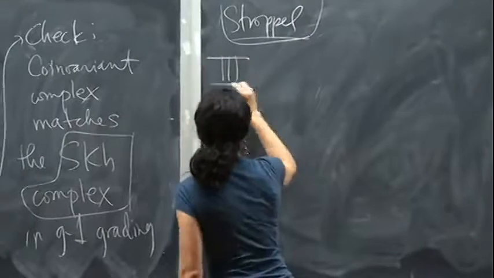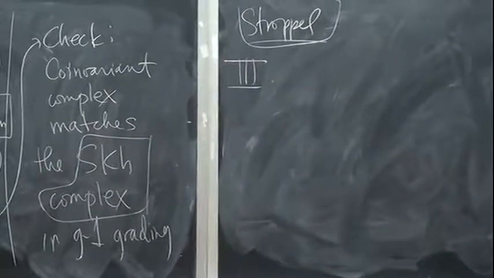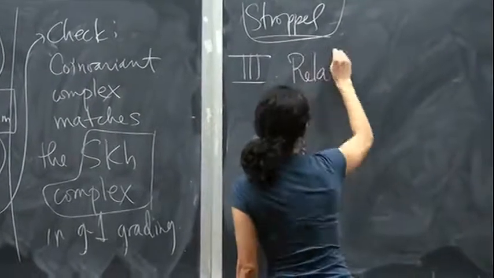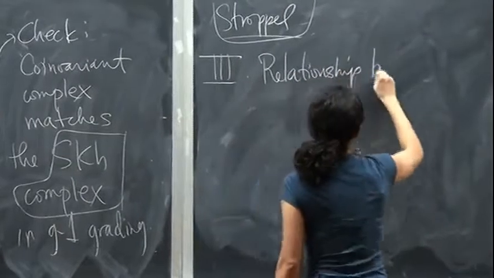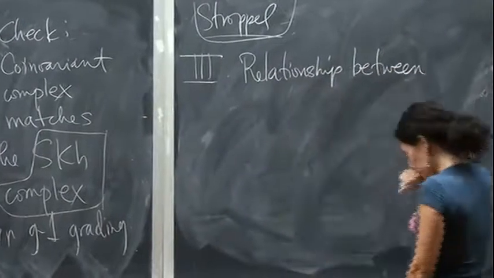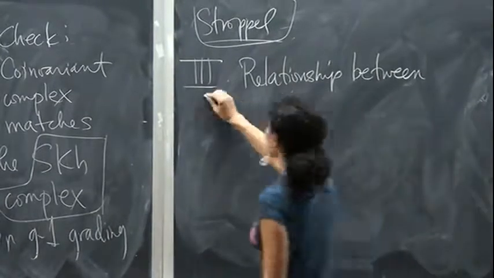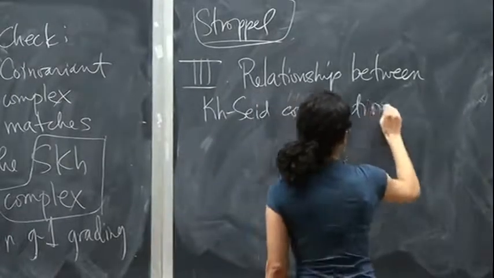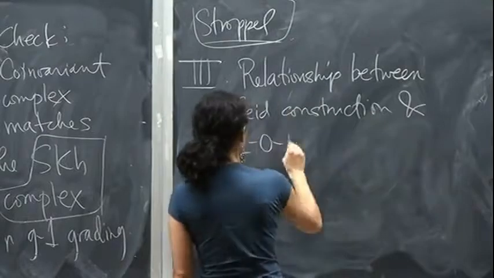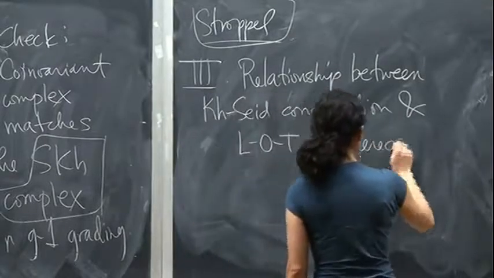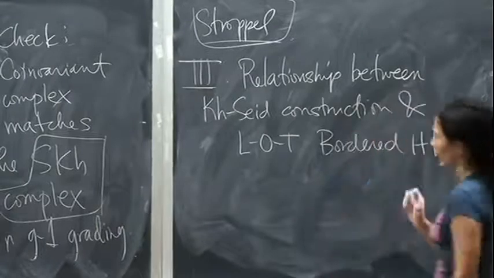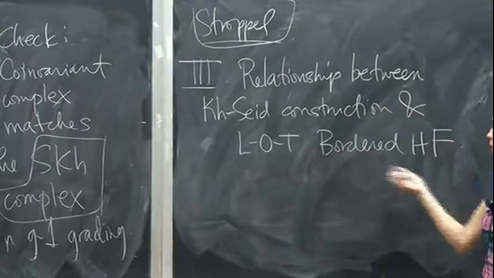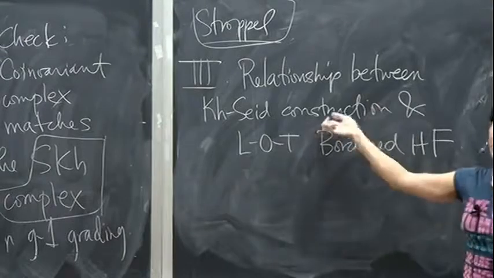But what I really wanted to get to is something which may be more surprising, which is an interesting relationship between this Khovanov-Seidel construction and the Lipshitz-Ozsvath-Thurston bordered Floer construction. I'm not going to say everything, I'm just going to concentrate on one thing, which is a connection between algebras on this side and on this side.